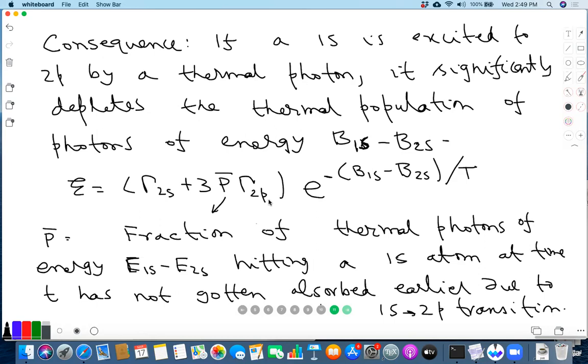Now what we are saying is that in the system under consideration, the number of thermal photons that have that much energy is actually less than what is given by the thermal distribution formula. And how much less is captured by this P bar. The reason it is less is because some of those high energy photons have already been removed by collision with the 1s state earlier.